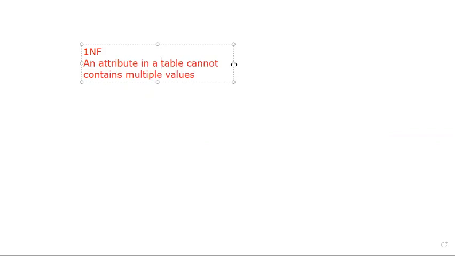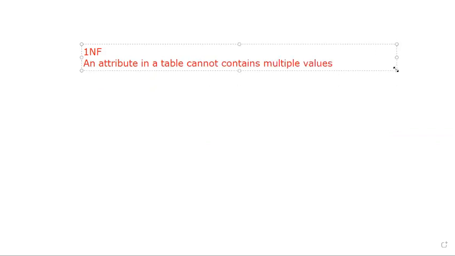As per the rule of the first normal form, an attribute of a table cannot have multiple values. What exactly the first normal form tells you is that a table cannot contain duplicate values or multiple values in an attribute. So it means that an attribute in a table cannot contain multiple values. It should hold only atomic values. Atomic values means not more than one value.